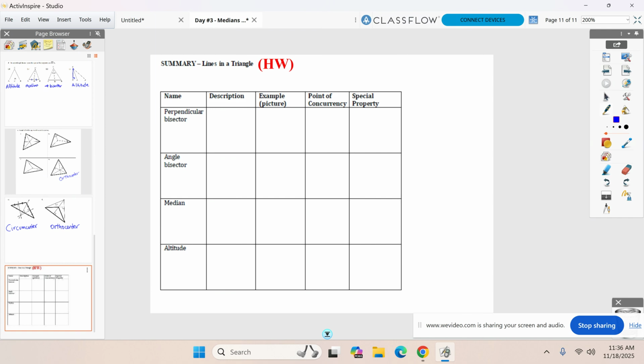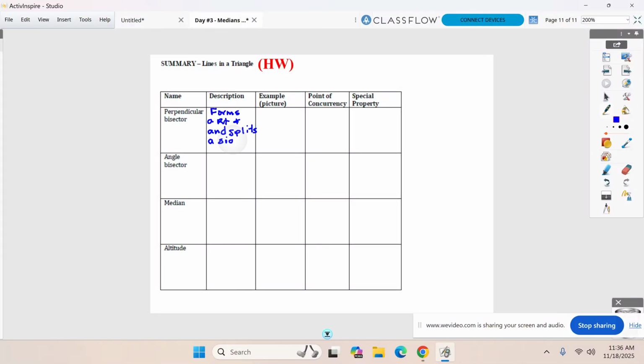Let's start with the perpendicular part. It's got to do what? Form a right angle. So it forms a right angle. And we got to do the and here, right? Forms a right angle. And let's do the bisector. What's it? It splits a side into two congruent parts. Fine. Am I really going to test you on the definition? No. But the next three I am.